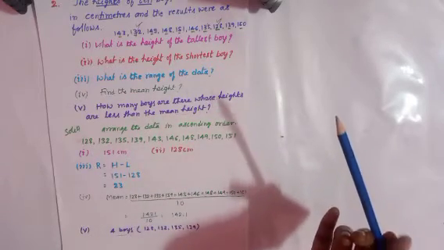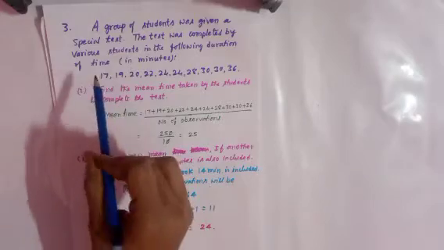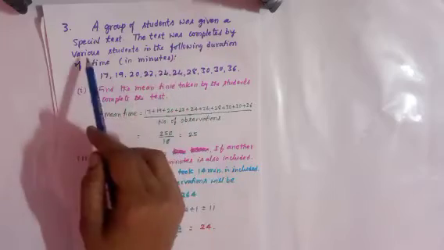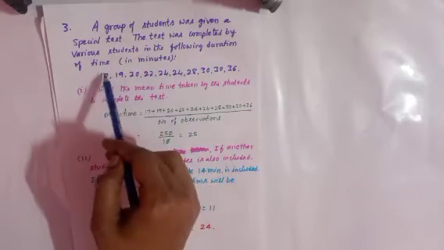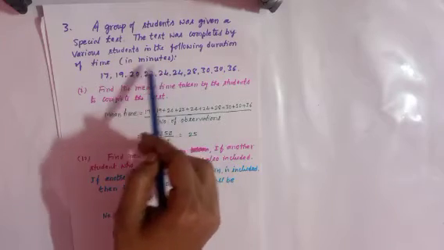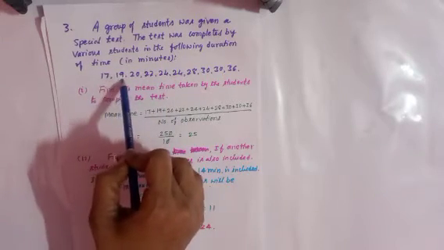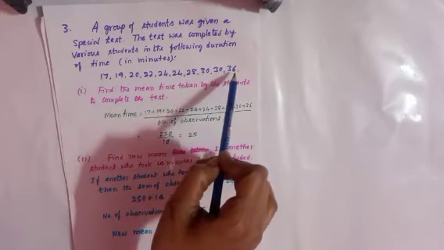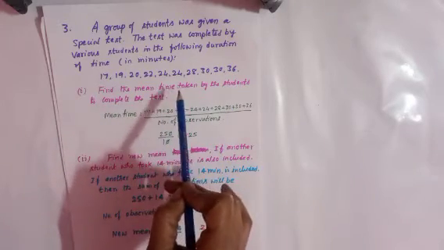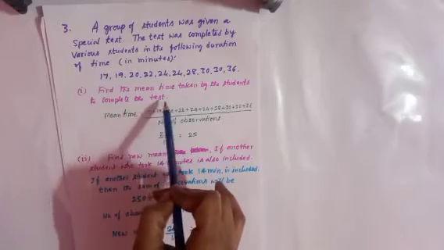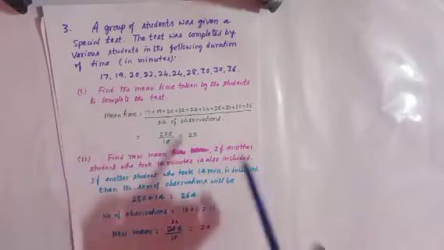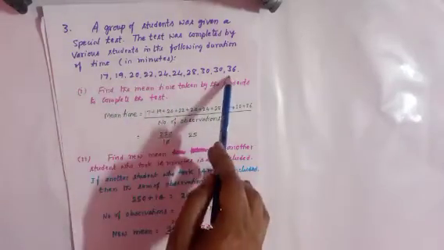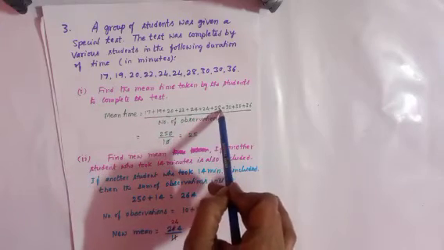Next, let us solve the third one. A group of students was given a special test. The test was completed by various students in the following duration of time. The time is given in minutes: 17, 19, 20, 22, 24, 28, 30, 36. The question is, find the mean time taken by the students to complete the test. So we have to find the mean time. Mean time means sum of all observations. We have to add all these observations.